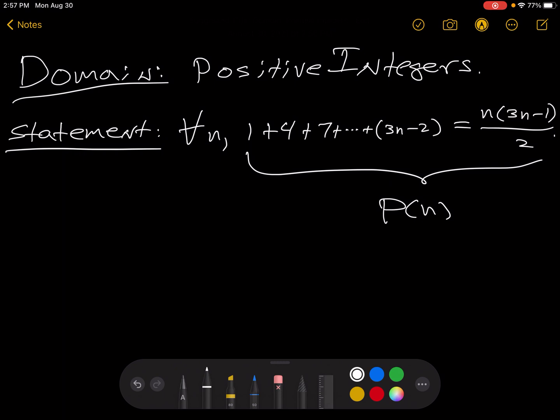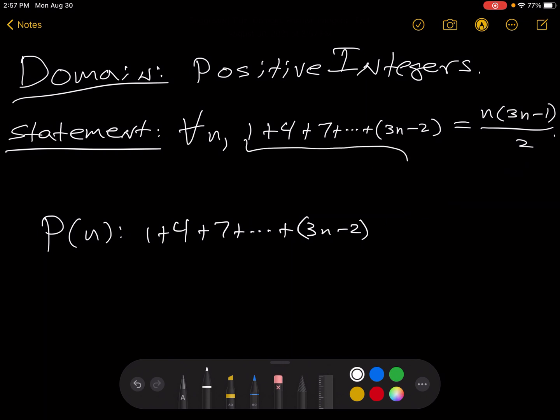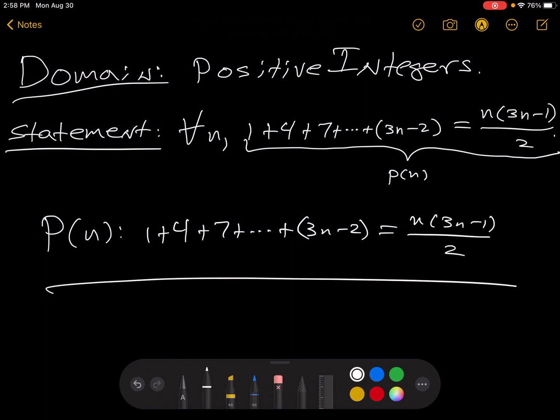Now, one thing I want to make very clear is that P of n is not 1 plus 4 plus 7 plus up to 3n minus 2. Okay, that's not P of n. P of n is the whole thing. It's both sides of the equal sign.